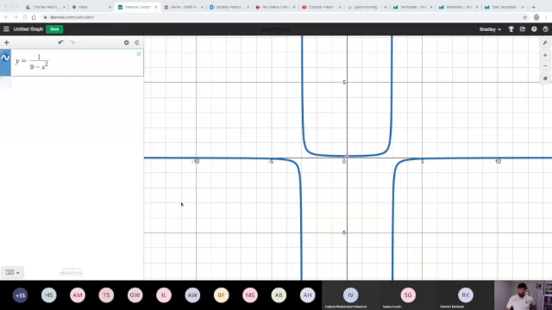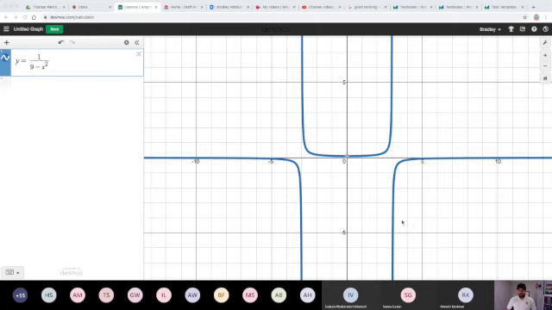And there is the graph of 1 on 9 minus x squared. And you can see at -3 and at 3, we have some asymptotes. And the graph exists and behaves differently around those points there.